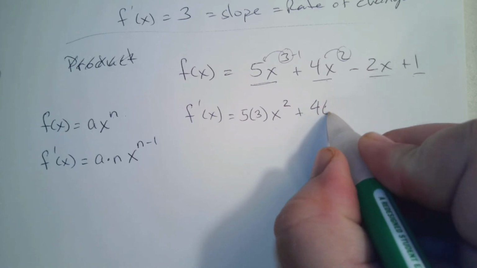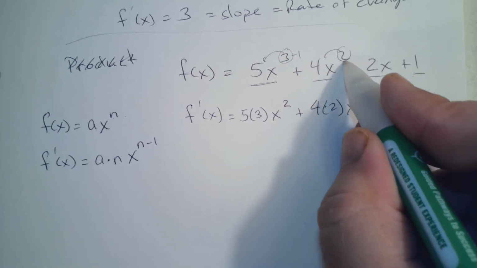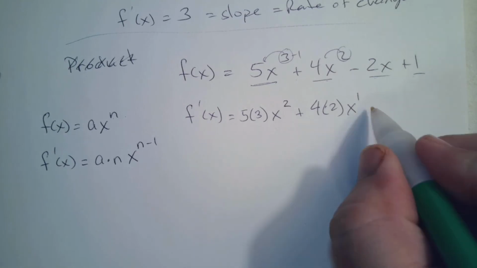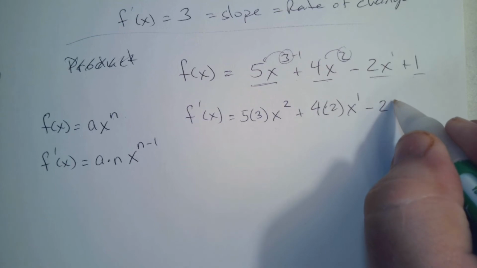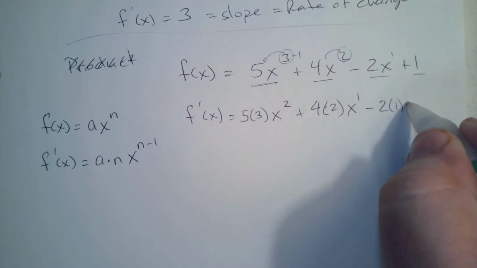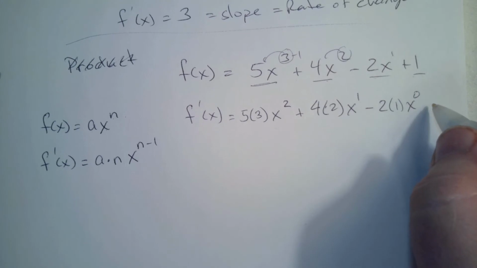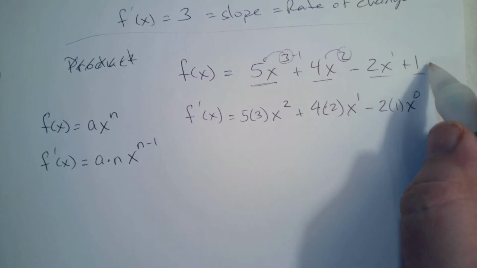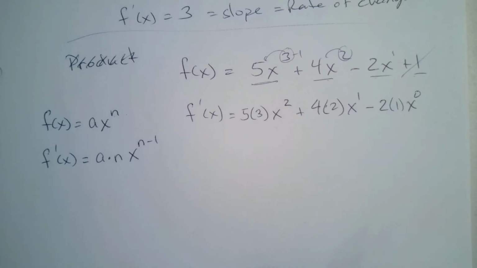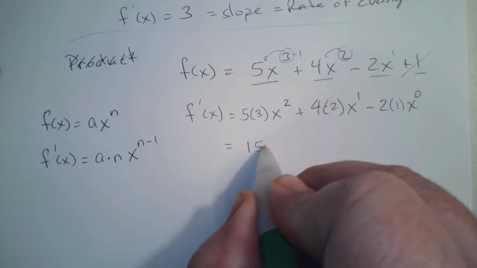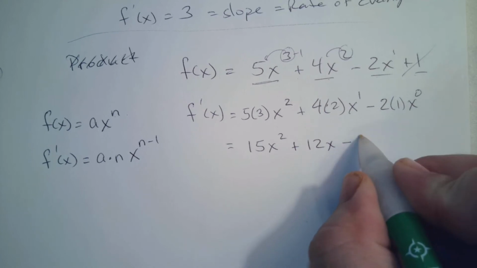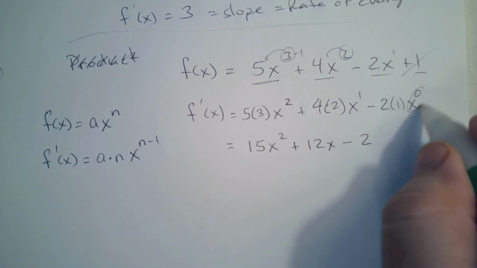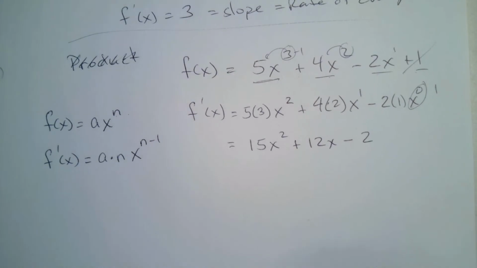Four times 2, x to the 2 minus 1 is 1. There's a 1 here, so bring down the 1. 1 minus 1 is 0. And since this one doesn't have an x, it disappears. So we become 15x squared plus 12x minus 2. Because x to the 0 is 1. So there's our derivative.